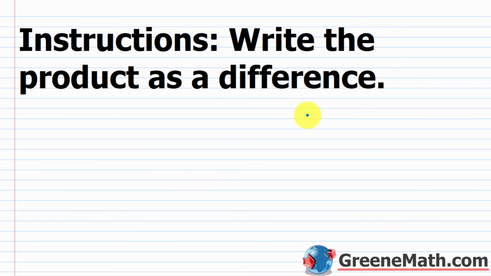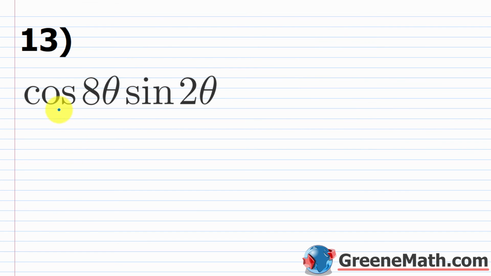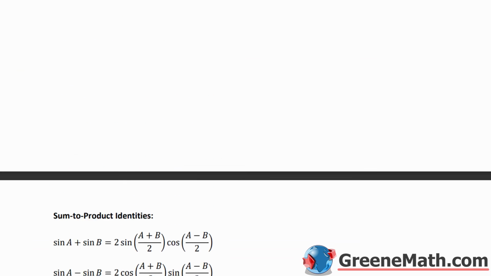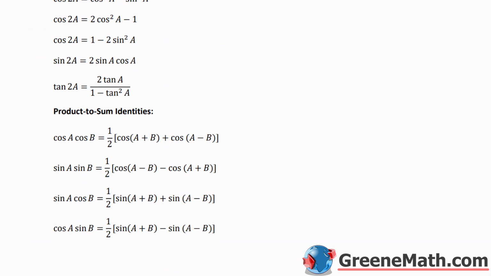All right, for the next part, the instructions say to write the product as a difference. So for problem 13, we have the cosine of 8 theta times the sine of 2 theta. So this is a product right now. We're multiplying these guys together, and we want to write it as a difference. You want to go up to the product to sum. So right now, you want to use this one. The cosine of A times the sine of B is 1/2 times the quantity sine of A plus B minus the sine of A minus B.